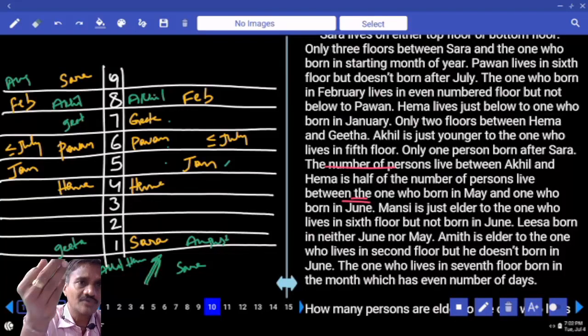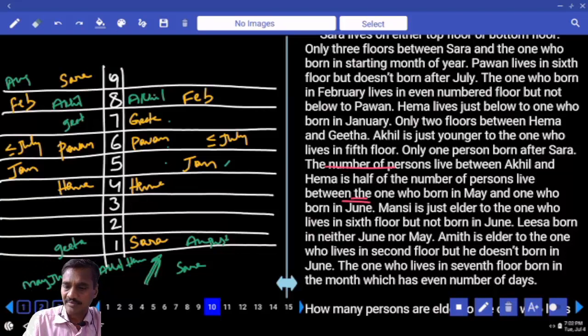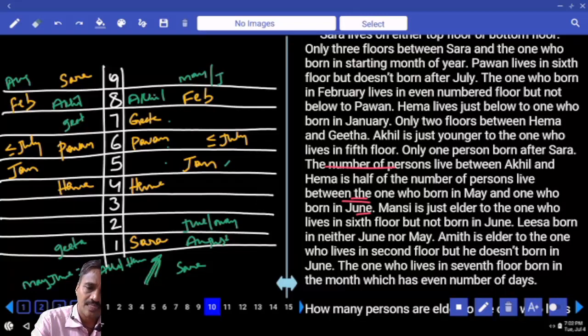3 is half of the top. That means there must be 6 persons in between May and the one who was born in the month of June. May and June, how many persons are there? 6 persons. So between May and June there must be 6 persons. If May is here, 1, 2, 3, 4, 5, 6, June is here. Now follow here, between May and June there must be exactly 6 people.